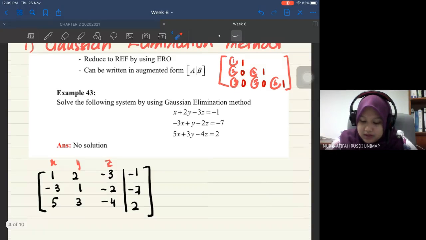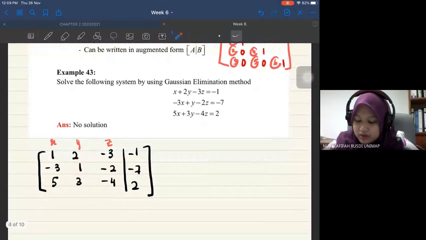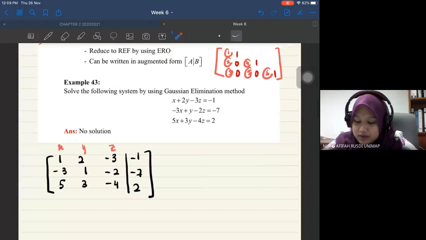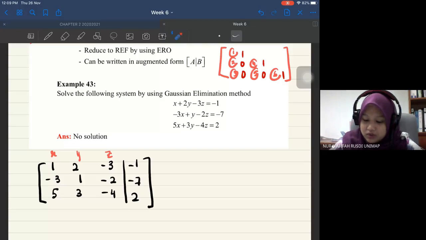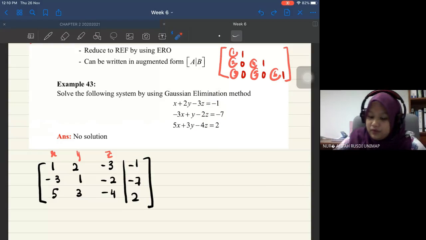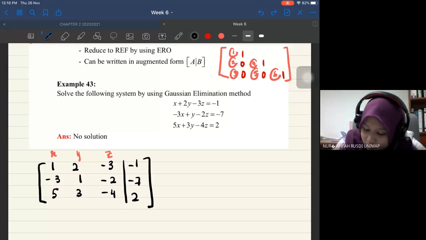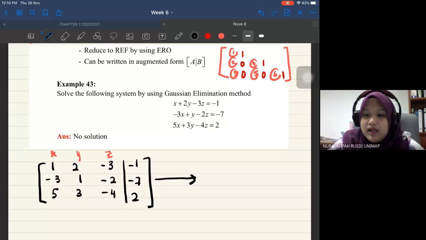You all by now should be able to do the operation. If you all still cannot do the operation, then you have a problem here. Because the concept is the same as inverse by using ERO. Just that for inverse by using ERO, this side is the identity, right? But now, when we solve a system, this side is the solution. So what will be your operation to make the negative 3 zero, and to make the 5 zero?